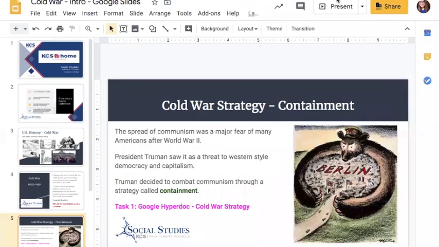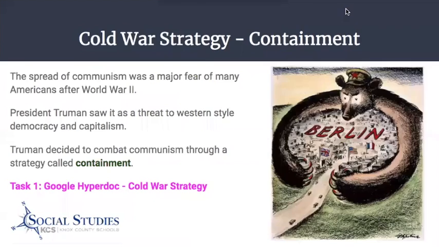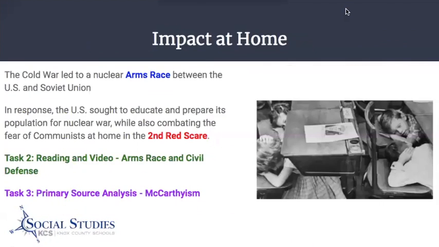So after you finish with the task of containment, you will move to 2 tasks that discuss the impact at home. So even though the Cold War will have massive impacts worldwide, it will also have massive impacts at home. So the Cold War will lead to an arms race between the US and the Soviet Union. So what an arms race is essentially a build-up to see who will get the better weapon. So we will see an increase in nuclear weapons, both in number and in power.